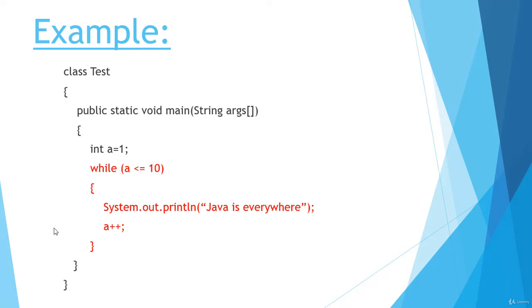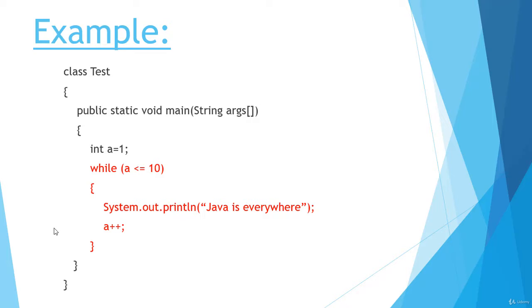Now look at this example. I have created one integer variable a and I initialize it with 1. Now while a is less than equal to 10, print this block. At first the value of a is 1. So 1 is less than equal to 10, so it comes inside the body of the while loop and prints Java is everywhere. Then it increments a by 1 and now a becomes 2.